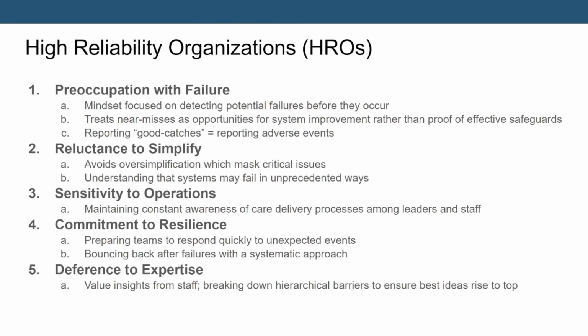They follow 5 core principles to become a high reliability organization. The first one is preoccupation with failure. Their mindset is focused on detecting potential failures before they occur. They treat near misses as opportunities for system improvement rather than proof of effective safeguards. So they report good catches and they also report adverse events. They are equally important here.